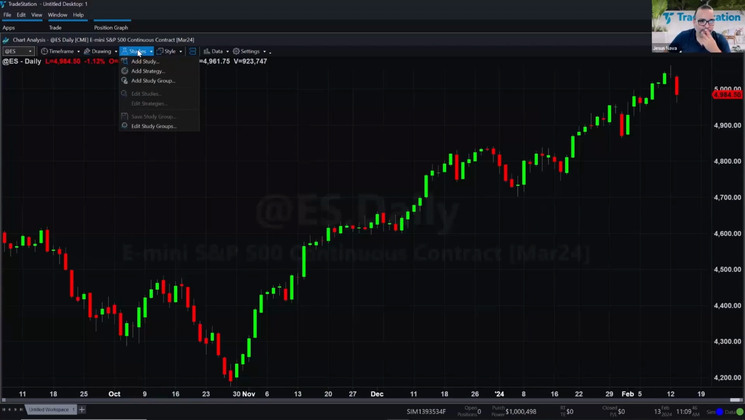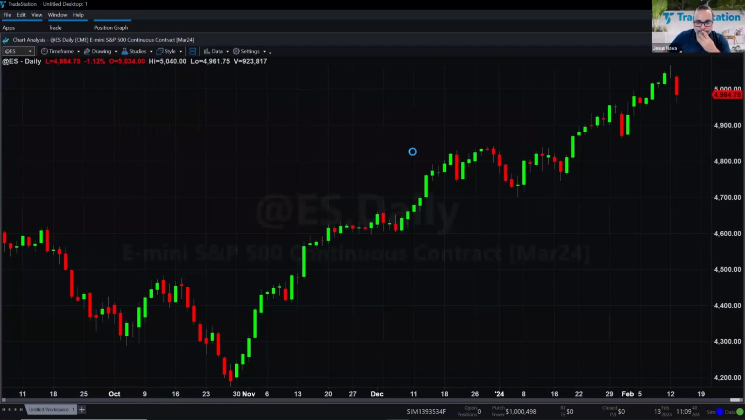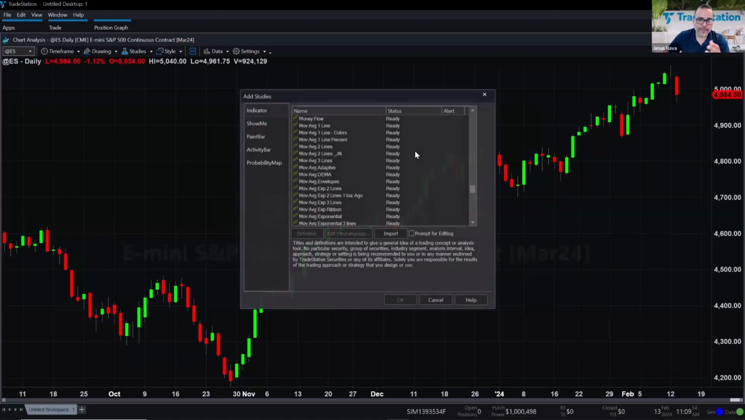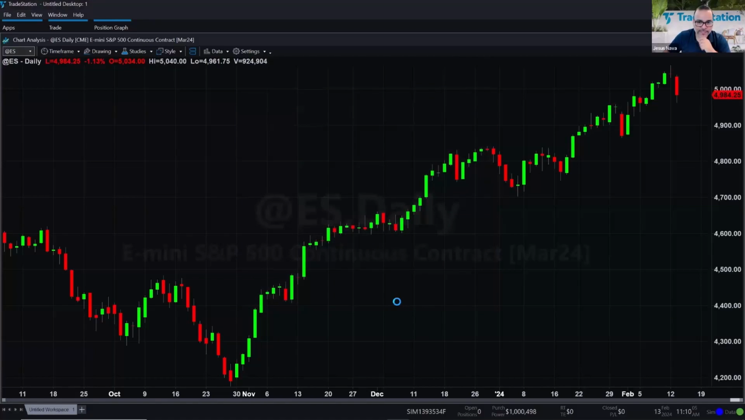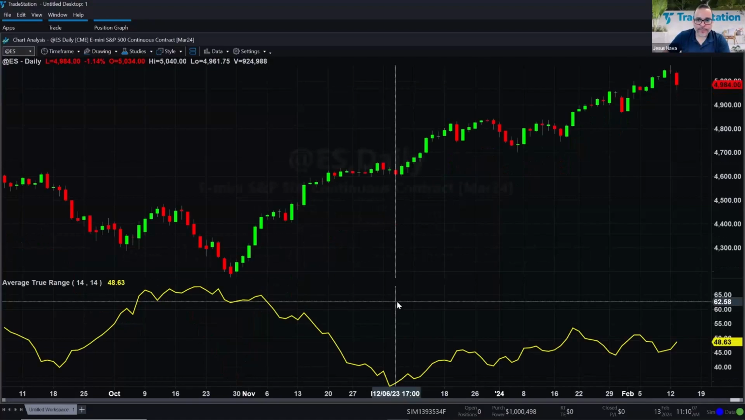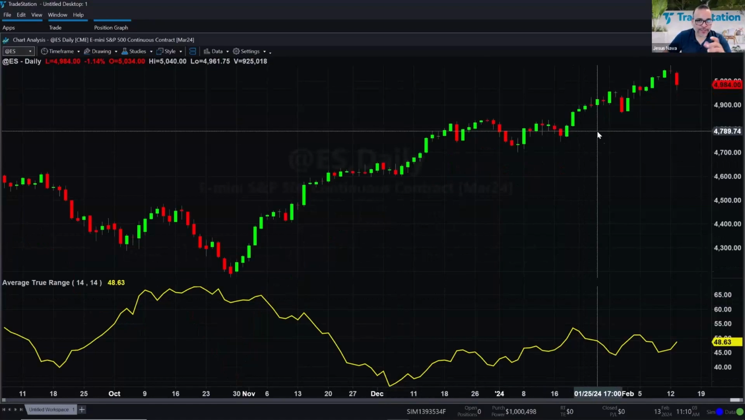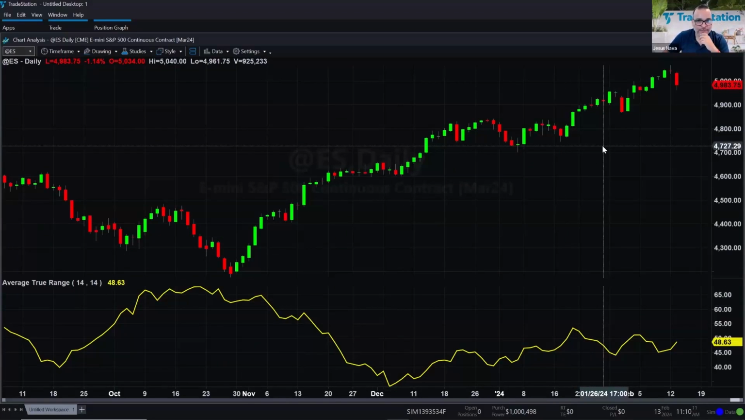But I'm going to go to studies and go to add study. Average true range is supplied with the TradeStation platform. All the studies are sorted in alphabetical order. So I'm just going to go to the A's, and you find it right here, average true range. By default, it's going to be a 20 bar average true range. It's going to measure how big the candlesticks are.